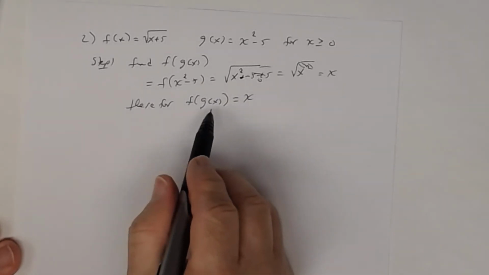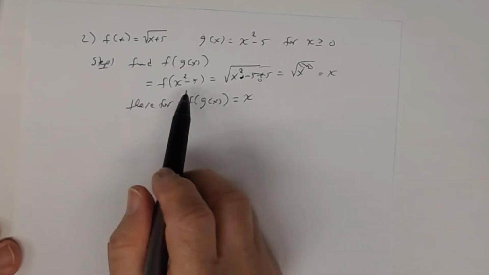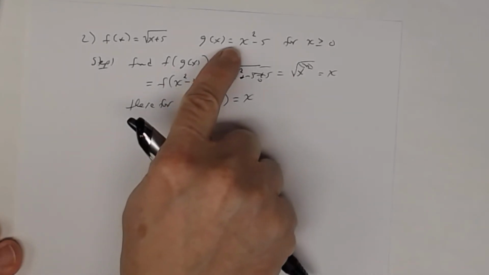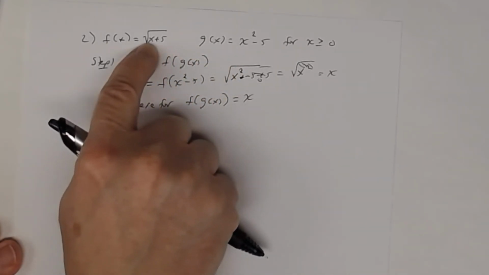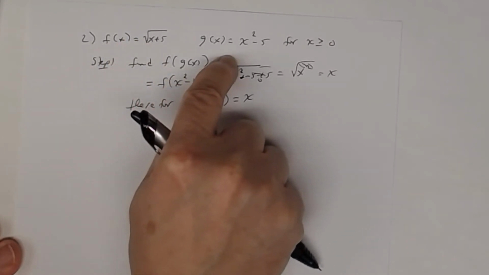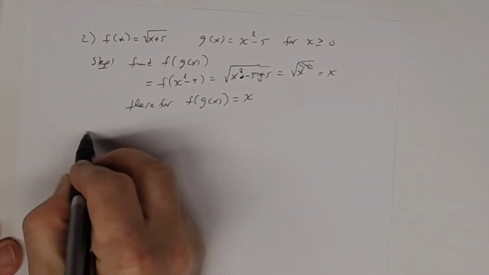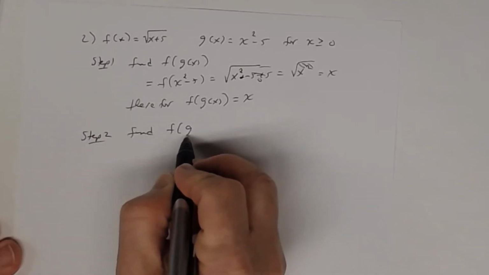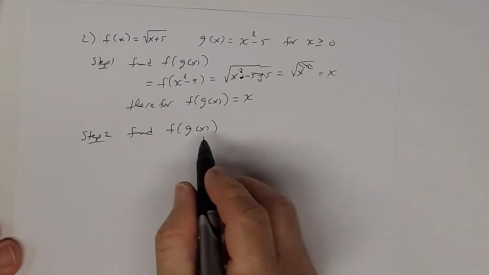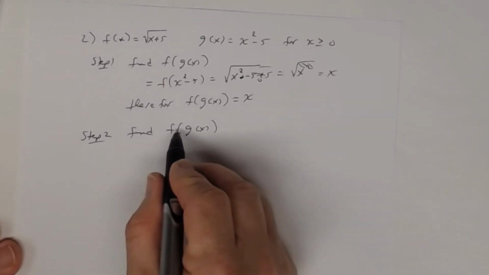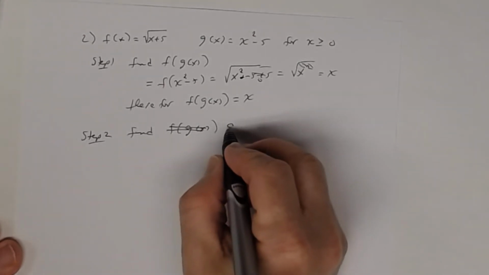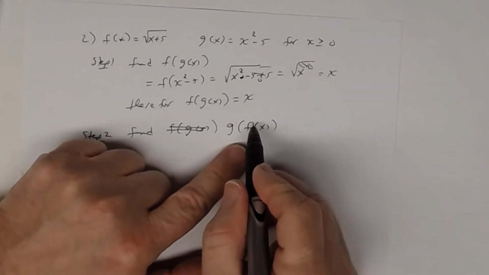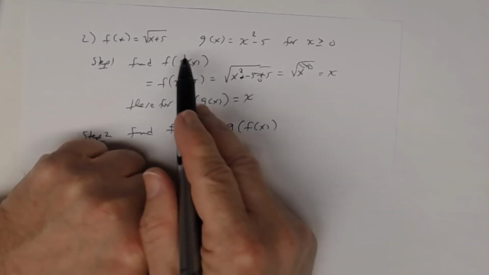All right, now, that's not enough to show that those two functions are inverse of each other. All you've done was to take g of x and substitute into f of x. You got to go the other way as well. So you must do a step 2. So step 2 is I've got to find g of f of x. Sorry. All right, so now I got to find f of x, which is already given.